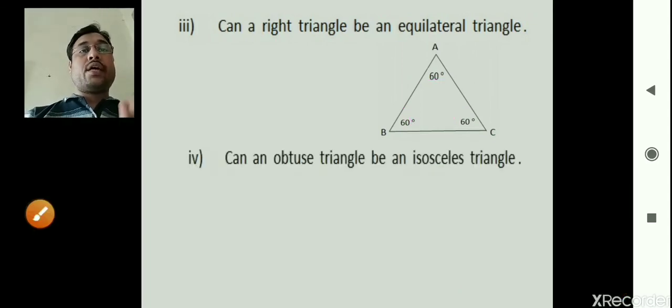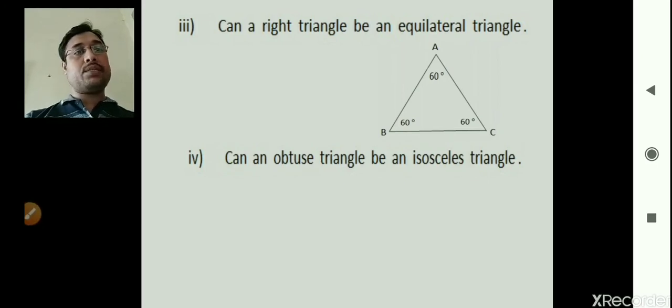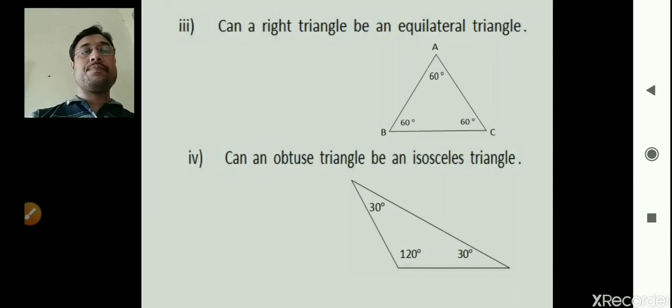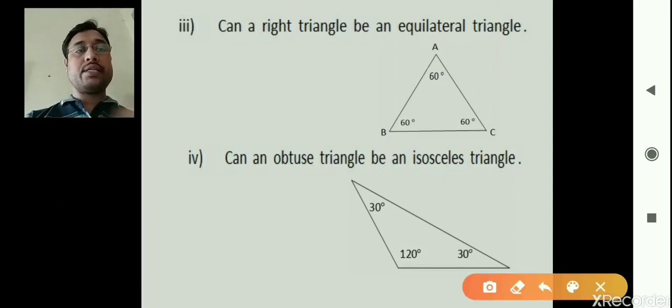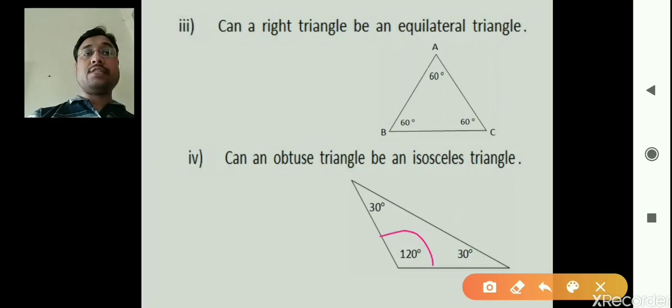Next, can an obtuse triangle be an isosceles triangle? Yes, it is possible. An obtuse triangle can be an isosceles triangle. In this figure only you can see this angle is 120 degrees. So this is more than 90 degrees but less than 180. That means it is an obtuse angle. So a triangle having one obtuse angle is called an obtuse triangle.